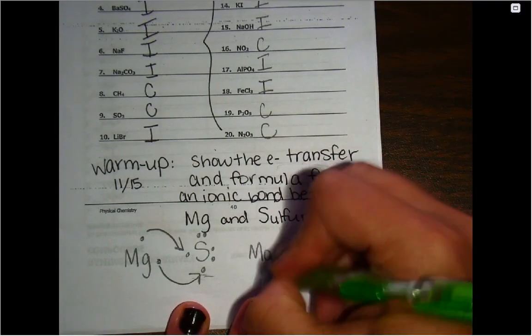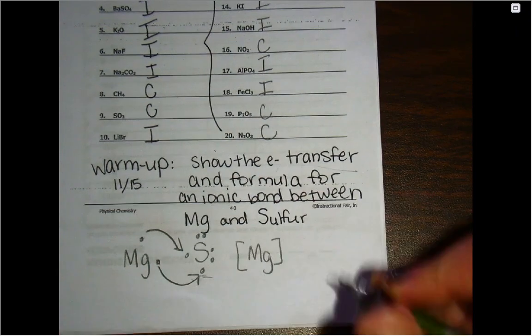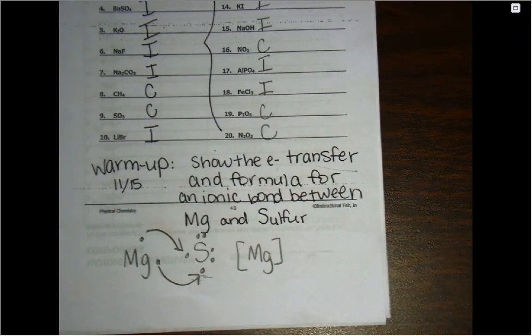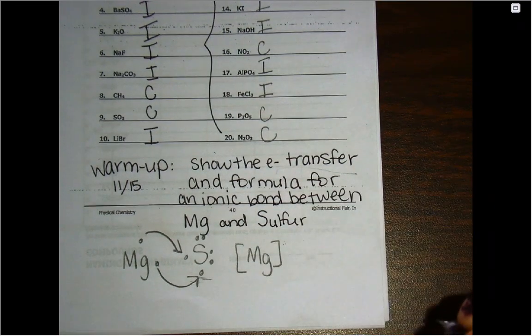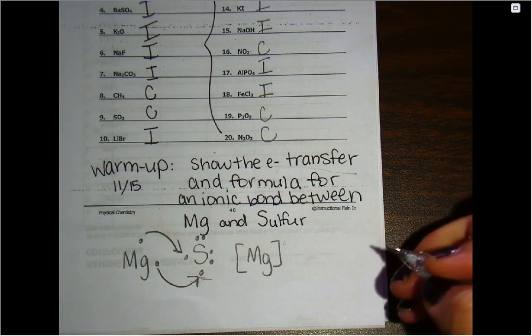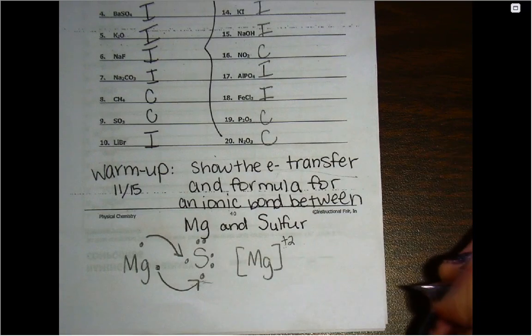So magnesium, will he have any dots around him? No. So it's showing that he kind of moved back in energy level. He's now isoelectronic to neon. That just means the same electron configuration as neon. All right, but what are we going to put on the outside of this bracket? +2, because he got rid of 2 electrons, 2 negative things. So he ended up with a +2 charge.